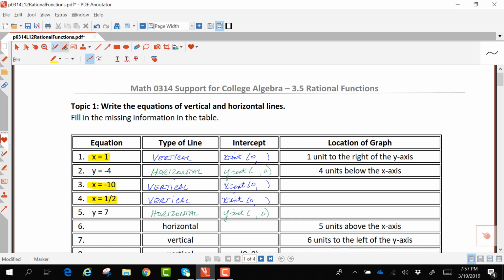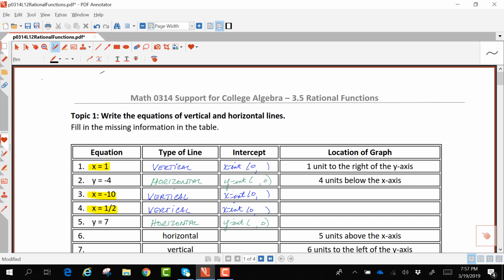When you graph a vertical line, which I'm going to put up here on the top left, the first example of x equaling 1 would be 1 to the right. This vertical line is the line whose equation is x equaling 1. If it's x equaling negative 10, it would be far to the left side at x equaling negative 10. If it's x equaling 1/2, it would be halfway to the right of the origin.